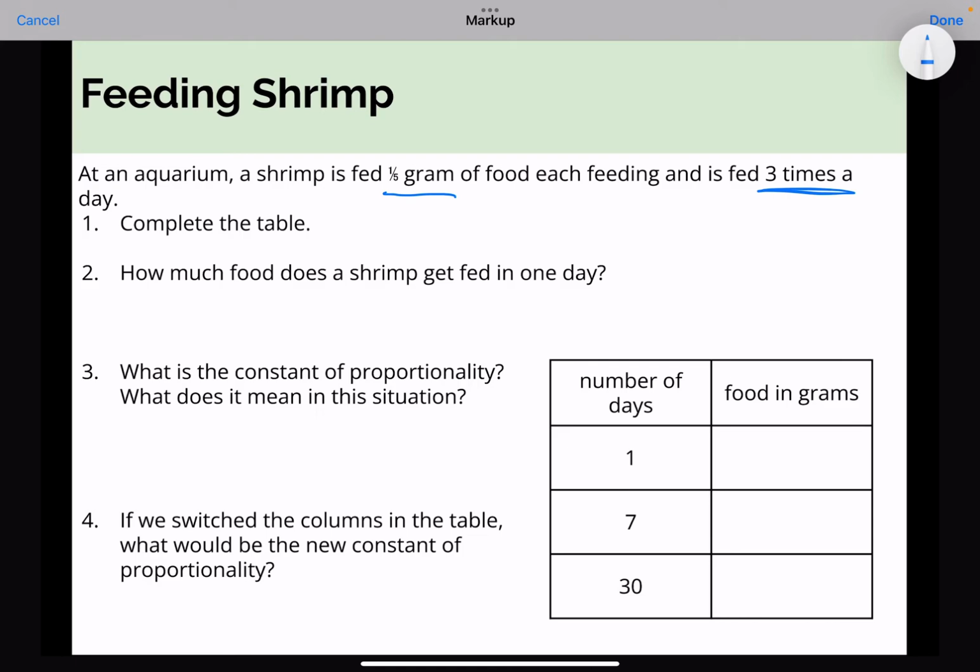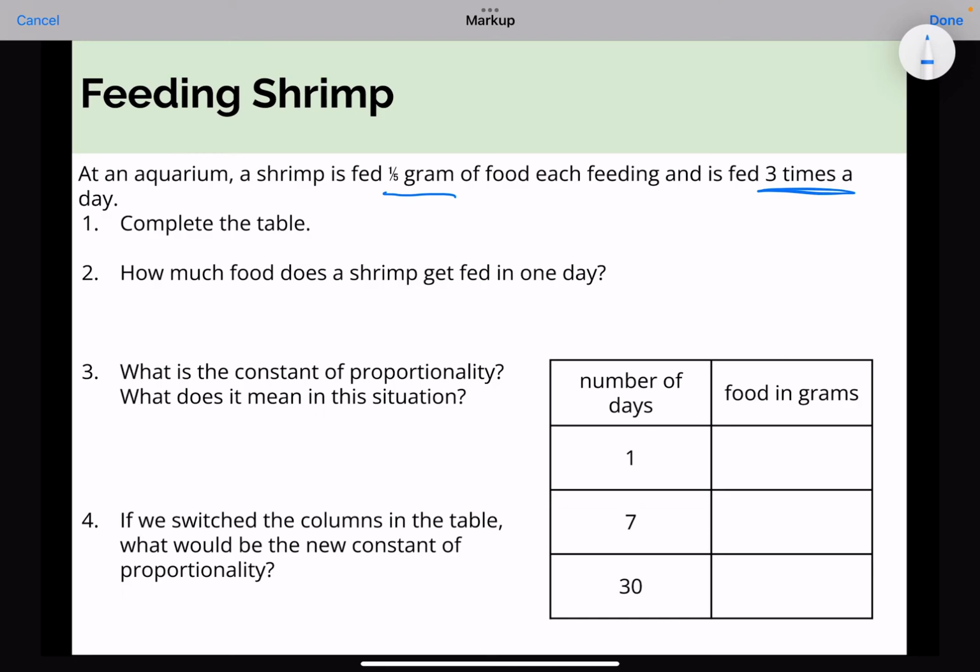Our first question is, how much food does a shrimp get fed in 1 day? Question 3 is, what is the constant of proportionality and what does it mean in the situation? And question 4 is, if we switch the columns in the table, what would be the new constant of proportionality? Go ahead and try this problem, pause the video, and come back once you're ready.